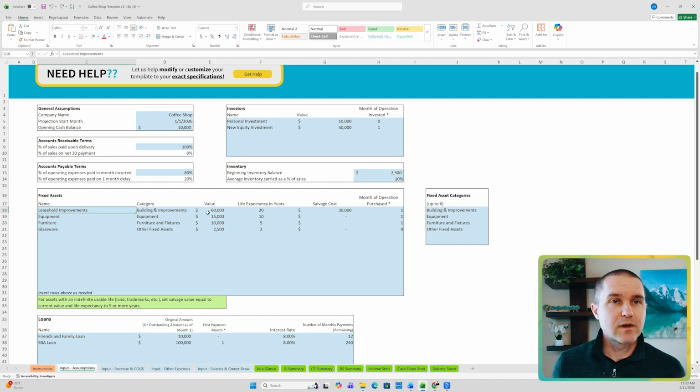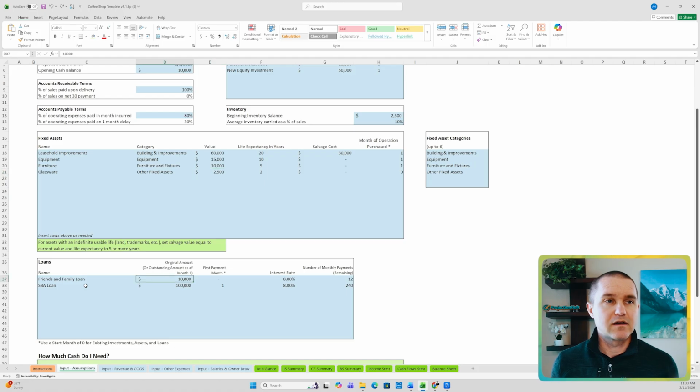Okay, so here's maybe our different startup costs. So let's say we're going to have $60,000 for leasehold improvements or renovations to the space, $15,000 for equipment, $10,000 for furniture, and then $2,500 for glassware. And maybe we are getting a loan from friends and family for $10,000 and maybe an SBA loan for $100,000 to round out our funding.